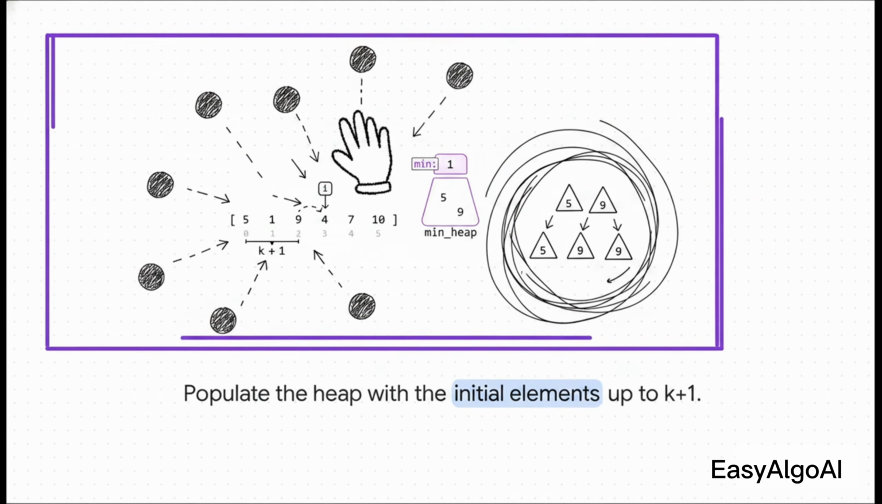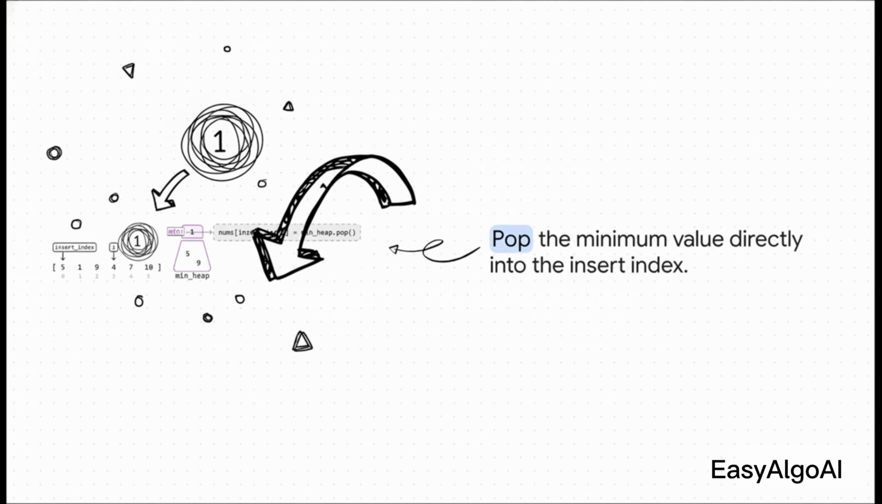All right, first things first, we need to prime our min heap. We load it up with the initial k+1 values from our array. Why? Because, like we just established, the absolute minimum value for the very first spot must be somewhere in this starting group.